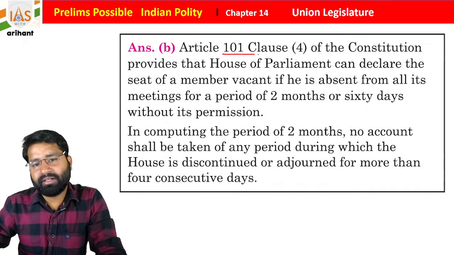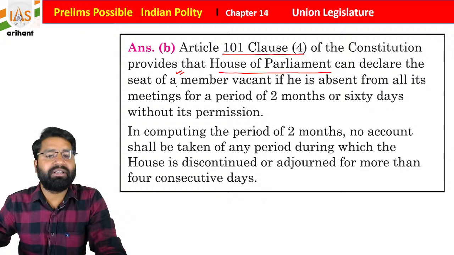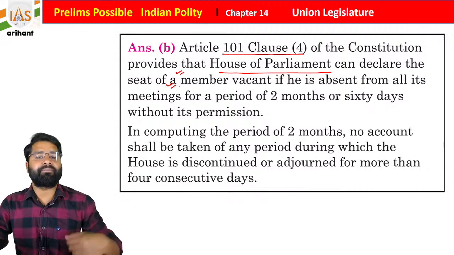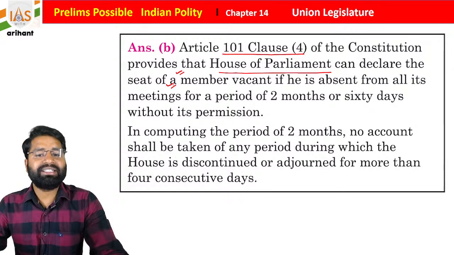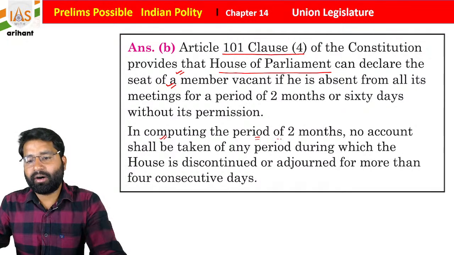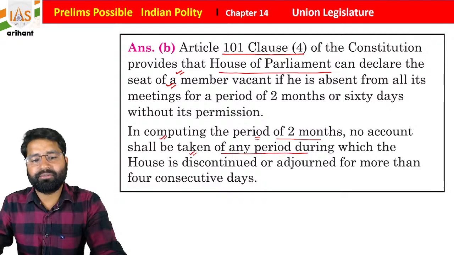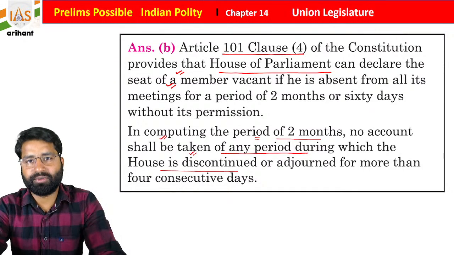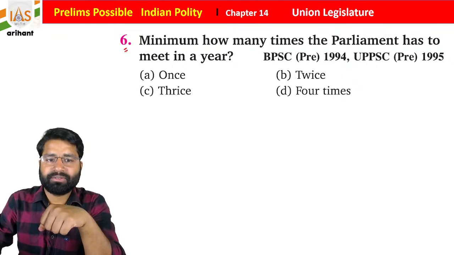Article 101 clause 4 of the Indian Constitution provides that a House of Parliament can declare the seat of a member vacant if he is absent from its meetings for a period of 2 months or 60 days without its permission. In computing the period of 2 months, no account shall be taken of any period during which the House is discontinued or adjourned for more than 4 consecutive days. So that period will not be calculated. Getting everyone?